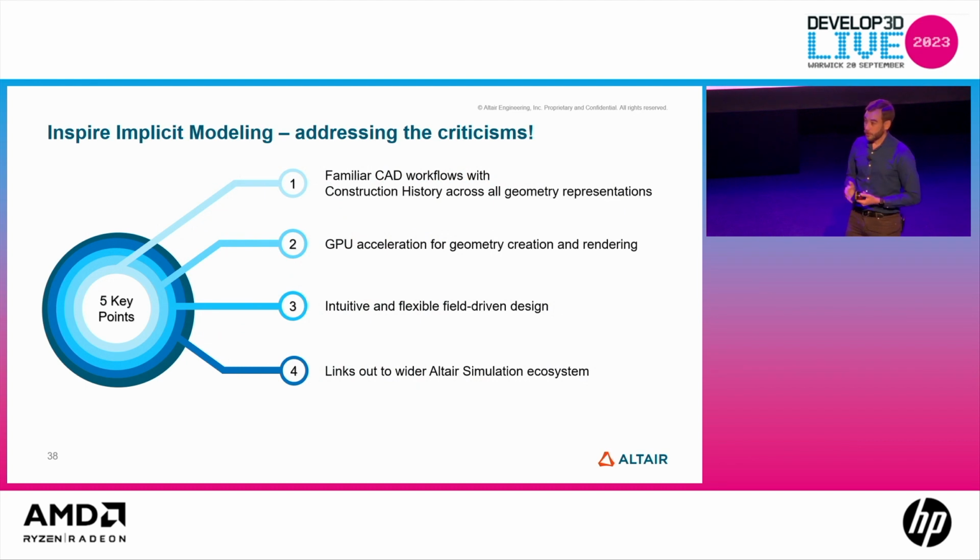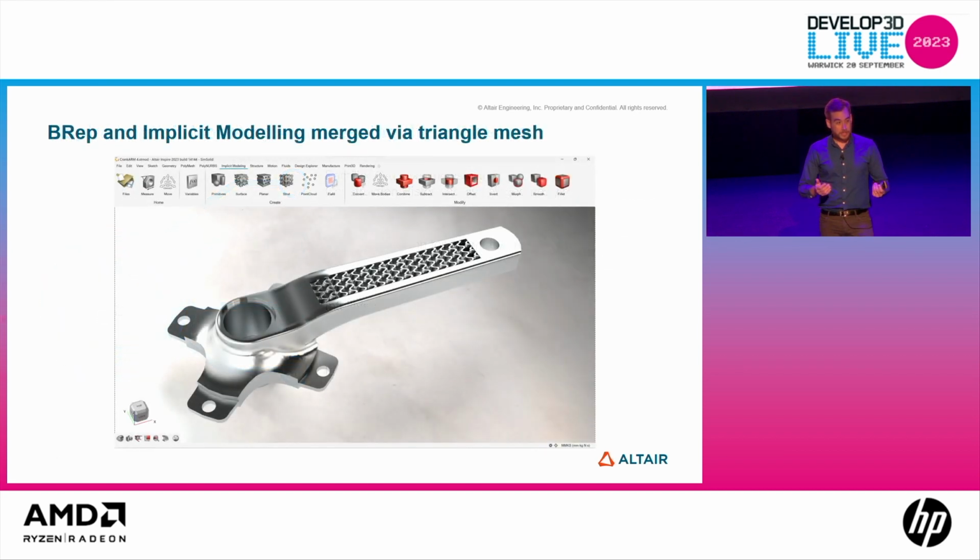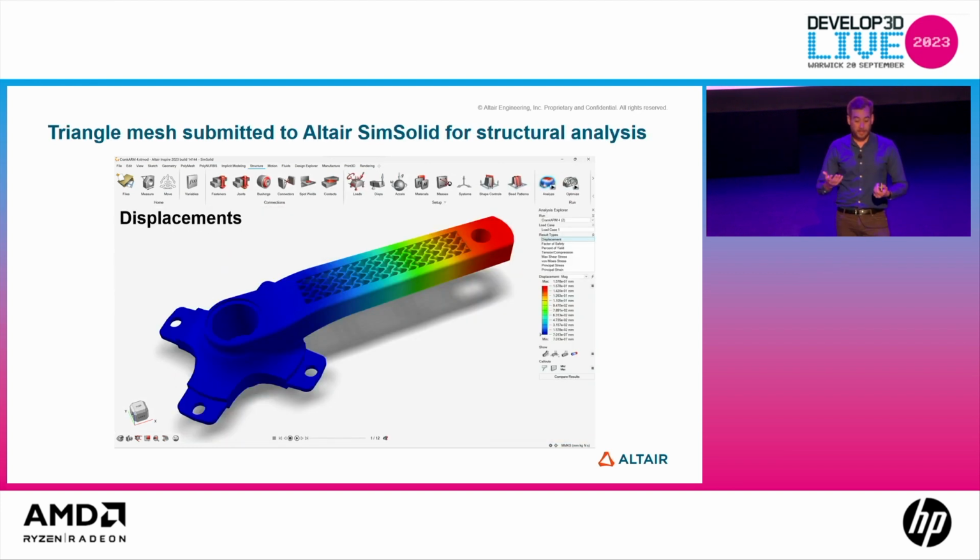Now, fourth, Altair is obviously very rich in simulation tools and analysis tools, and one of those bottlenecks that I mentioned earlier is being able to make sure that the geometry that you're creating with implicit is going to perform and do what you want. So here's an example of a BREP part that has a section with an implicit geometry in the middle. So this is using two different geometry types. And we can do a SimSolid analysis in Inspire on this, a structural analysis.